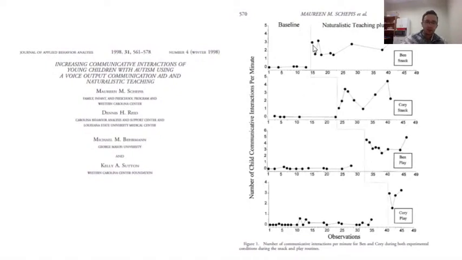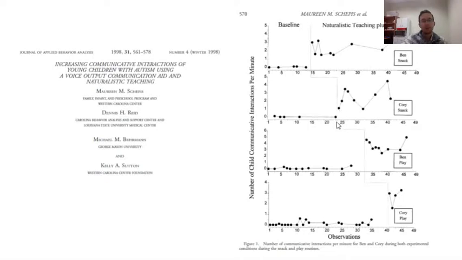So the naturalistic teaching intervention plus VOCA, it's okay if you don't know what that is, was introduced first on Ben's baseline. You can see an increase in the dependent variable. It was not introduced to Corey until this session 24.